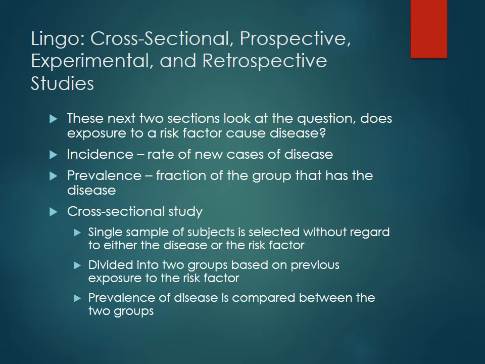So I could take a whole sample of you guys as a snapshot right now, break you up into different groups as risk factors, and then look to see the prevalence of disease at that time period to determine whether or not there's some difference there.